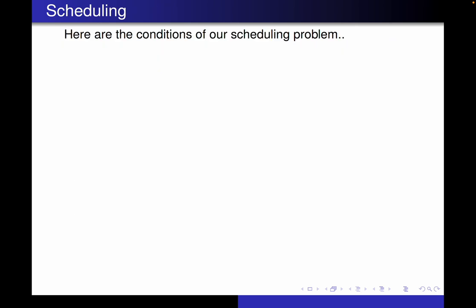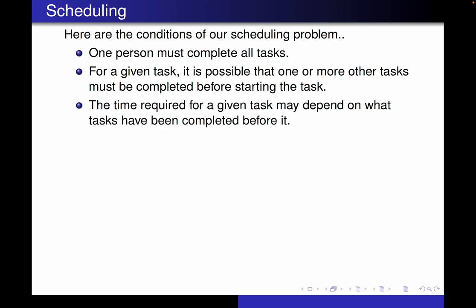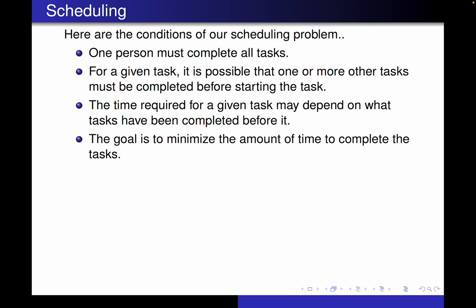So here are the constraints of our scheduling problem. First of all, you're just going to have one person that completes all the tasks. For a given task, it is possible that you have to do one or more other tasks before starting that task. And not only that, but the order that you do the tasks is going to depend on how much time it takes each task to be completed. So the time required for a given task may depend on what tasks had been completed before it. Our goal is to minimize the amount of time it takes to complete the tasks.